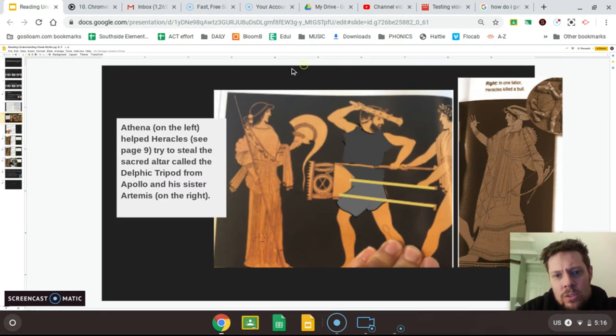Now we've got some text features. This is the photo on page 8, and this is page 9. So Athena on the left helped Heracles, see page 9, try to steal the sacred altar called the Delphic tripod from Apollo. So we've got Athena, we've got Artemis, we've got Apollo, and Heracles. They're trying to steal the Delphic tripod from Apollo and his sister Artemis on the right. So I want you to think about how captions are helping us in this book.